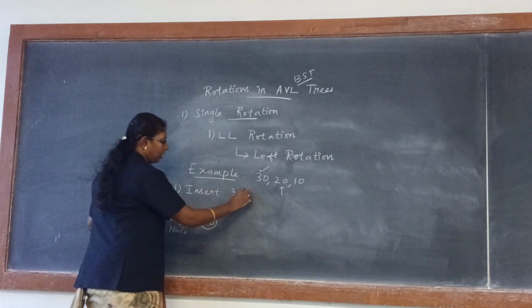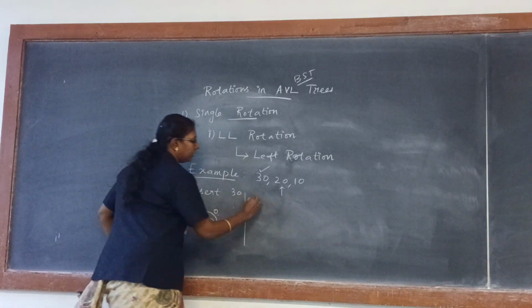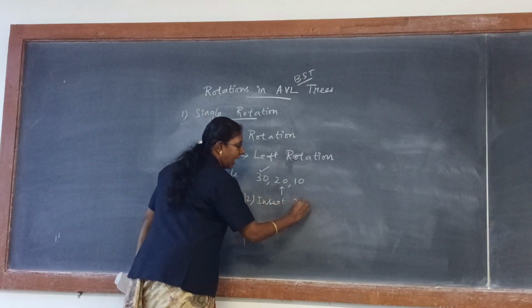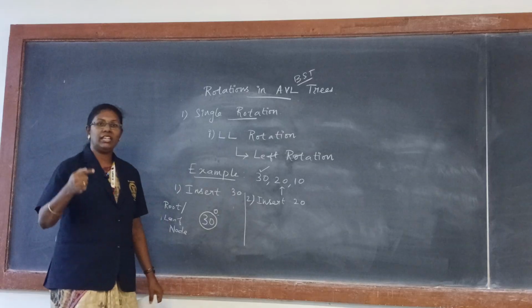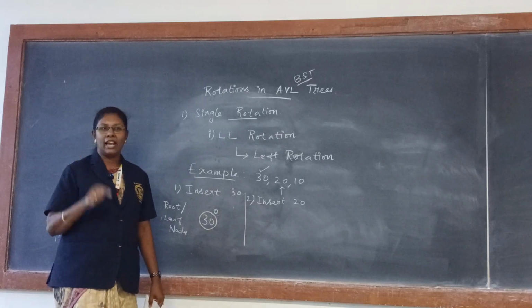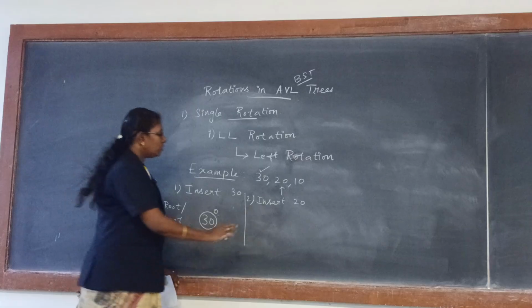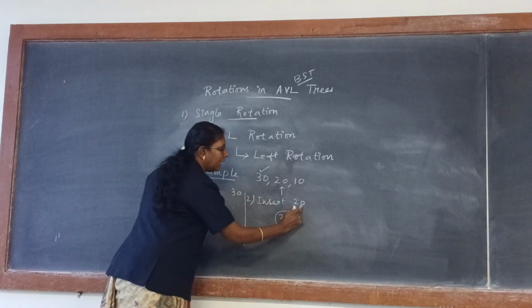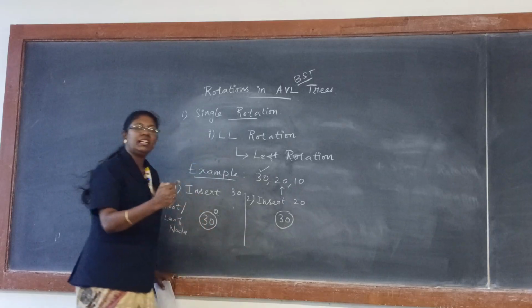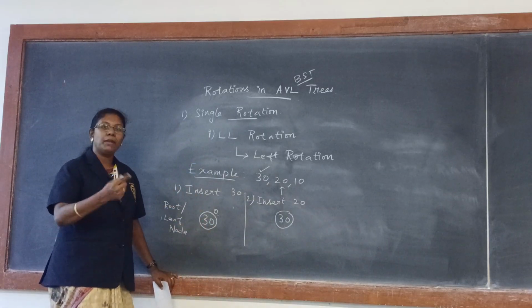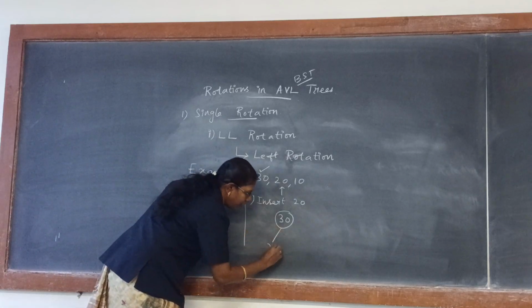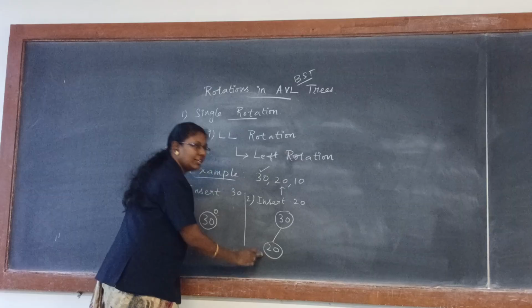So for the first step we have inserted 30, and for the second step we insert 20, and along with inserting the value we need to calculate the balance factor also. 30 is the root node here, and while comparing 20 with 30, 20 is lesser than 30, so I am inserting 20 in the left of 30. Now I have inserted 20.